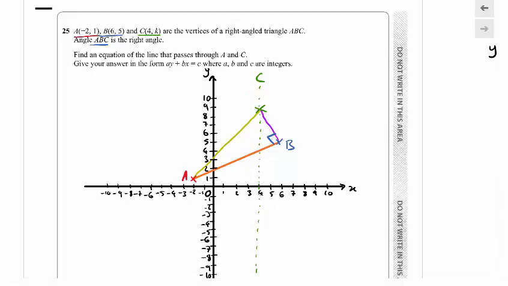Okay. So let's read the rest of the question. Find an equation of the line that passes through A and C. Well, my line that passes through A and C, you can clearly see is the yellow one. Okay, so my yellow one, this is the equation which I'm after. Okay, and this is just a form to give my answer in.